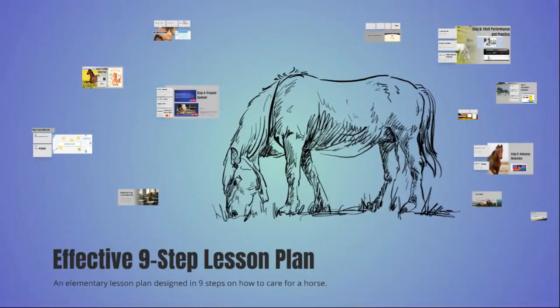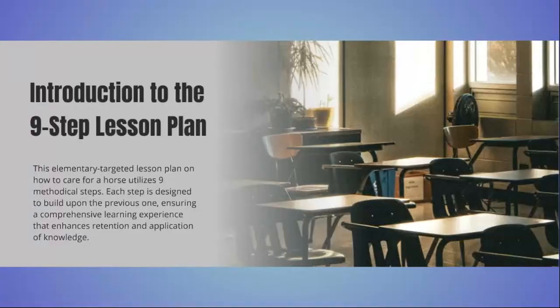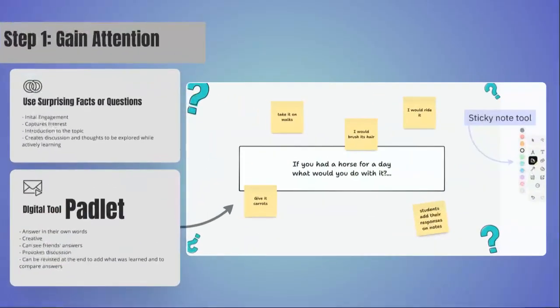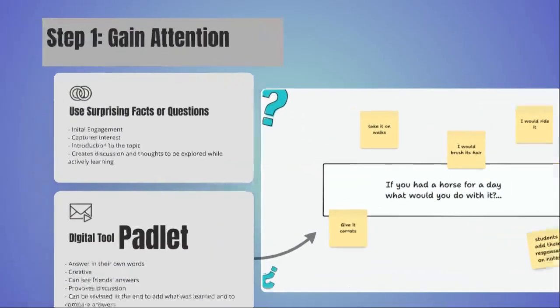A 9-step lesson plan on how to care for a horse at the Grade 2 level. This Grade 2 lesson plan on how to care for a horse utilizes 9 methodical steps. Each step is designed to build upon the previous one, ensuring a comprehensive learning experience that enhances retention and the application of knowledge. Step 1 is gain attention.